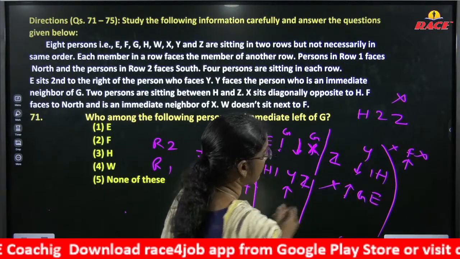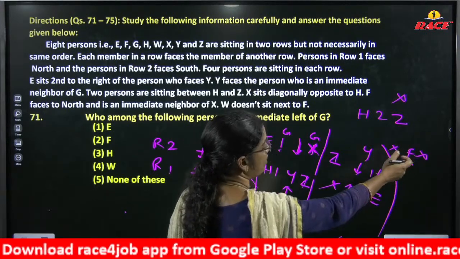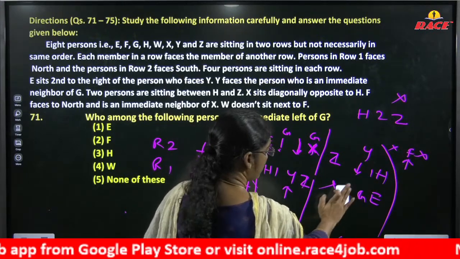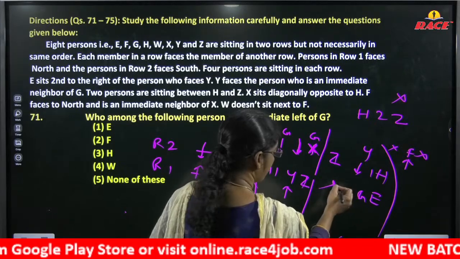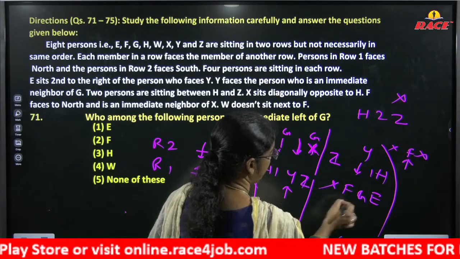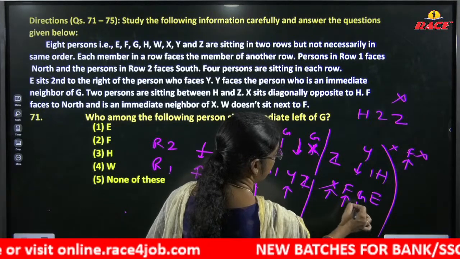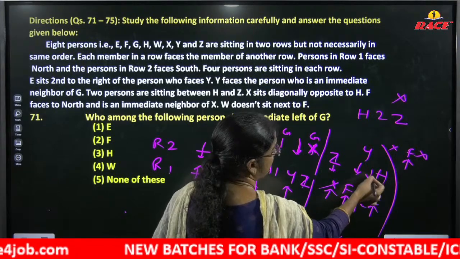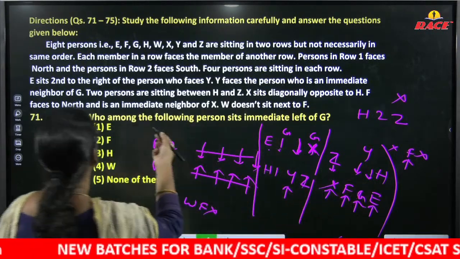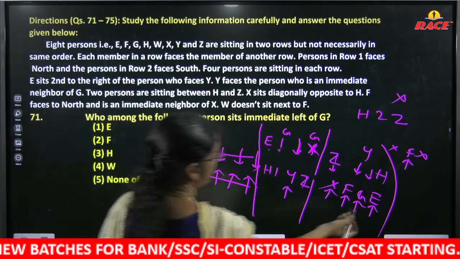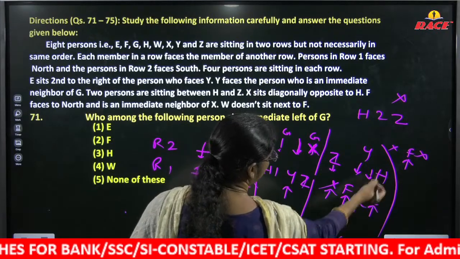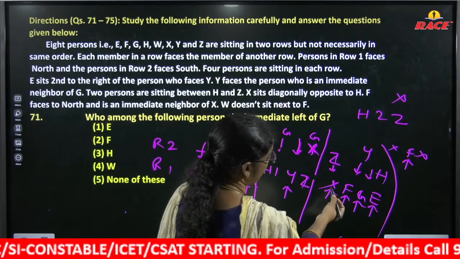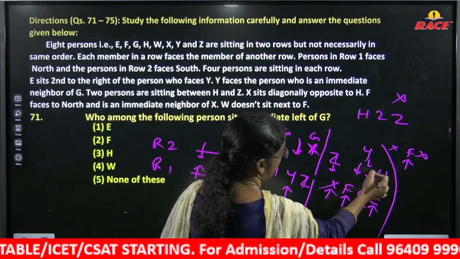We have one more piece of information: F is facing north and X is an immediate neighbor of F. So here I'm taking F. F is facing north direction. All are facing north, then in the remaining second row, all are facing south. The remaining persons, we have the names EFGH, so G and H. Then WXYZ. Here we already have XYZ, but W is not there, so I'm taking W here.